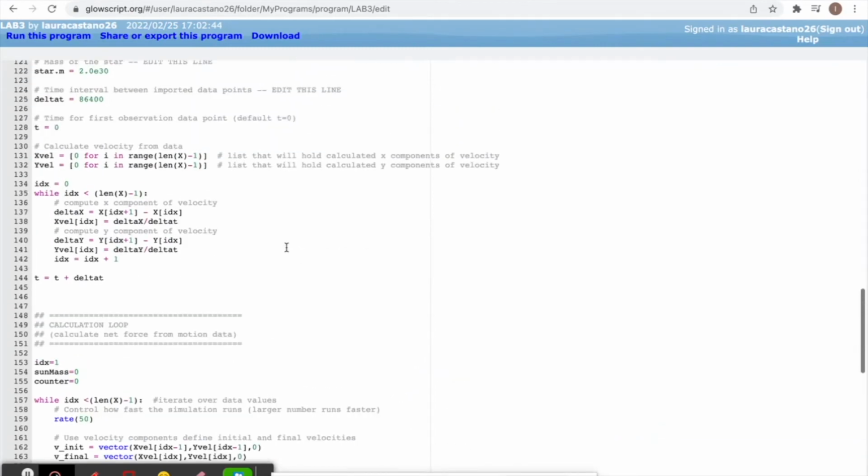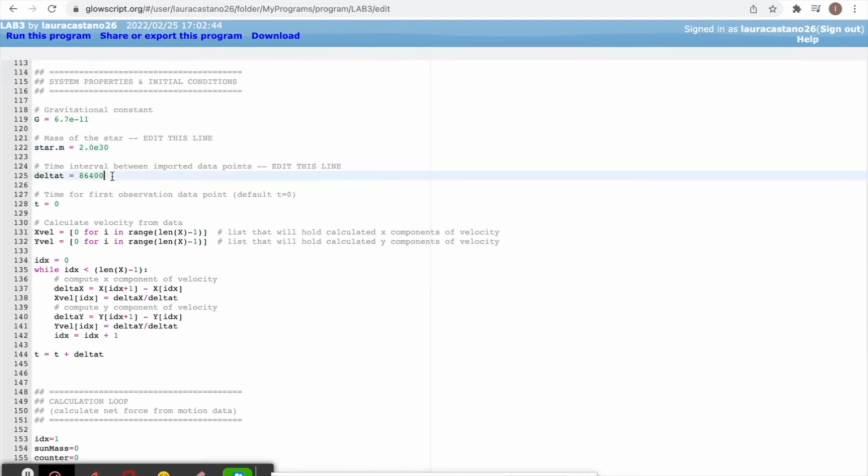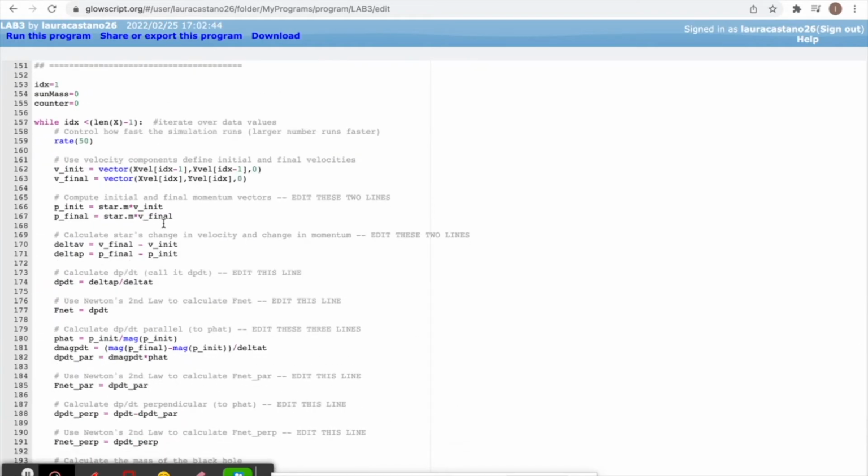Okay, so now moving on to part one of the computational model, we can see that the gravitational constant is this number. I added the mass of the star, which is given, and also the time interval. We're given that the time interval is 1 Earth day, and if we convert that to seconds, it would be 86,400 seconds. Now, the first step in the while loop is to define the velocity components.